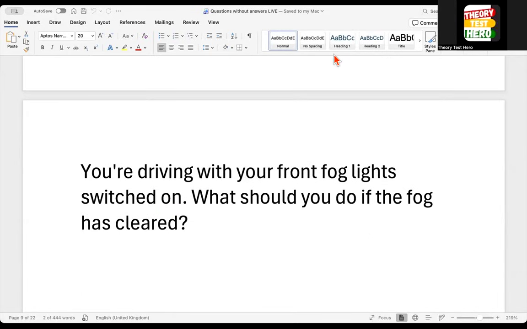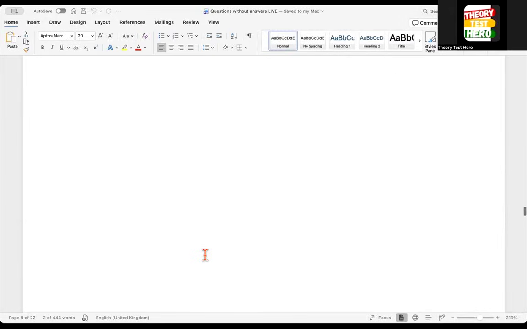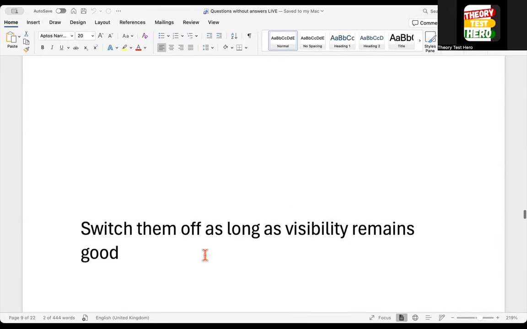You are driving with your front fog lights switched on. What should you do if the fog has cleared? Yeah, good. Turn them off as long as visibility remains good.